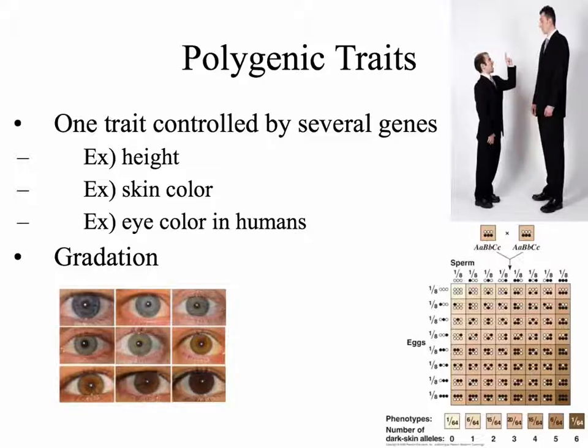We see something very similar when we look at human skin tones. Everyone has a genetic basis for their skin tone. The more recessives you have, the lighter your skin tone. The more dominant alleles you have, the darker your skin tone. And there is a large gradation or variation in between.